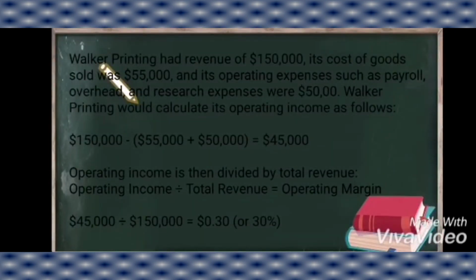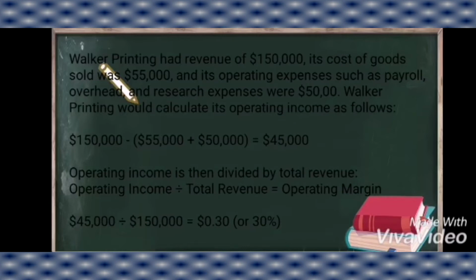So Walker Printing had revenue of 150,000. Its cost of goods sold was 55,000, and its operating expense such as payroll, overhead, and research expenses are 50,000. Walker Printing would calculate its operating income as follows. So perahan na siya ganina, di ba? Na wala man gihatag si operating income.